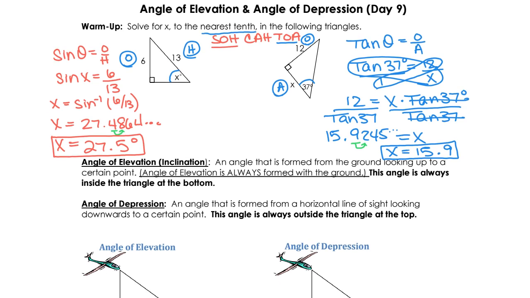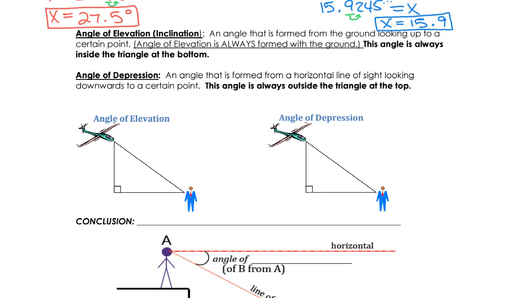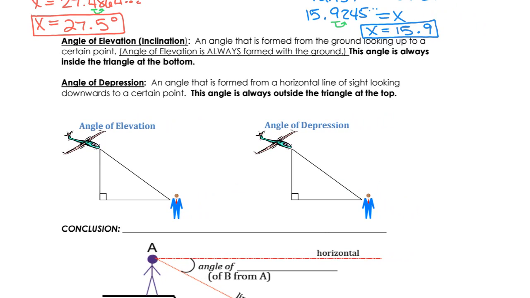All right, guys. Coming down here, angle of elevation is an angle formed from the ground looking up to a certain point. Angle of elevation is always formed with the ground, and this angle is always inside the triangle at the bottom. That's super important right there. So in our picture here, we have a man, and let's say he is looking straight out, and therefore this right here would be his line of sight. That's where his eyeballs go.